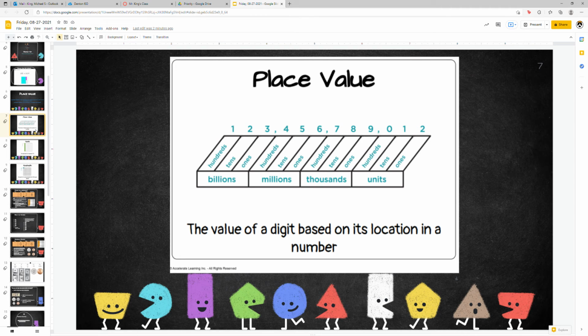A few quick reminders before we begin. Place value. When I say place value, we're talking about the value of a digit based on its location in a number. So if I specifically ask, for example, for the value of the 5 in that number in this picture, that 5 is in the 10 millions place, right? It says tens, but that's in the millions house. So if it's in the 10 millions place and we have a digit of 5 there, that means that 5 has a value of 10 million. And we know that because of our place value system.